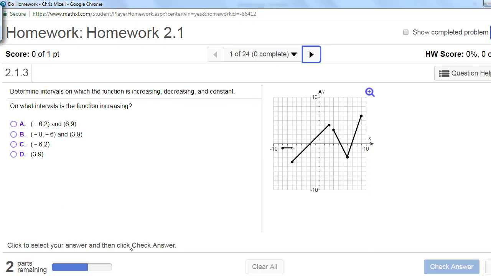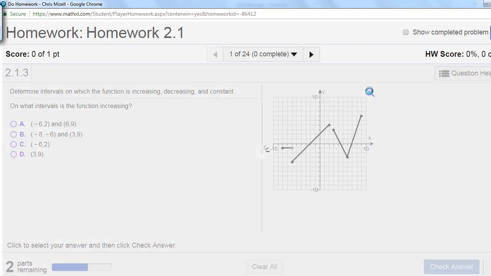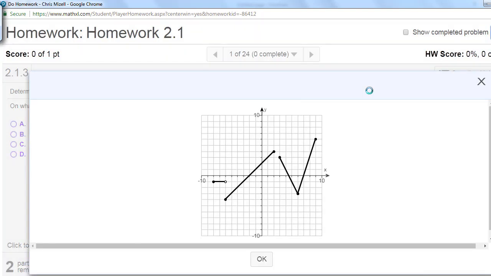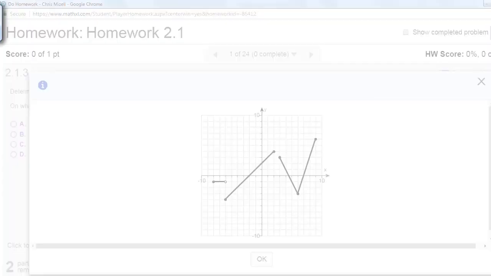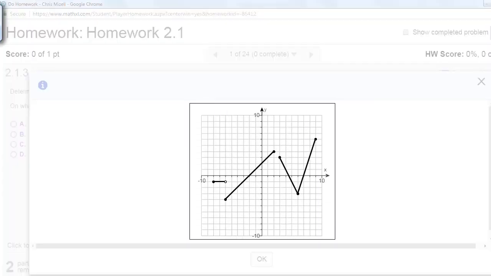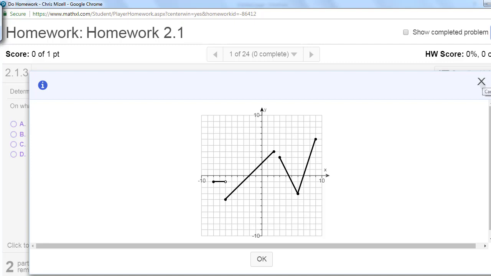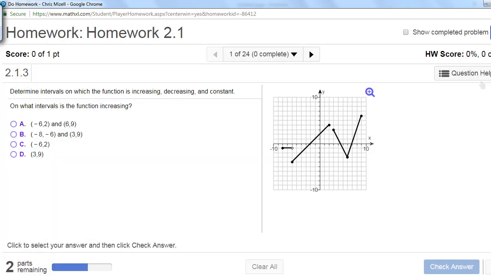So here's one of the MyMathlab problems, and throwing caution to the wind here, I don't know if I really needed to expand the graph that much, but I suppose this is fine. We want to indicate the intervals where it is increasing. It may also ask us the intervals where it's decreasing and the intervals where it's constant. And I don't want to include the endpoints.